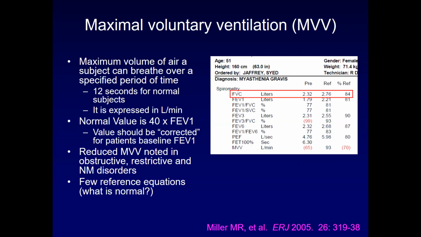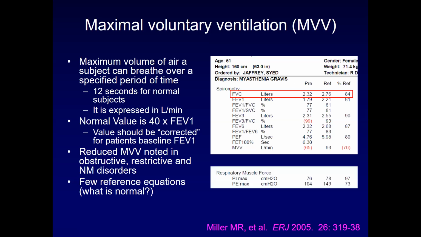In this case, this patient has a normal vital capacity, arguing against the myasthenia gravis they were given as a diagnosis when they came in. And when you measure respiratory muscle forces, they're completely normal.